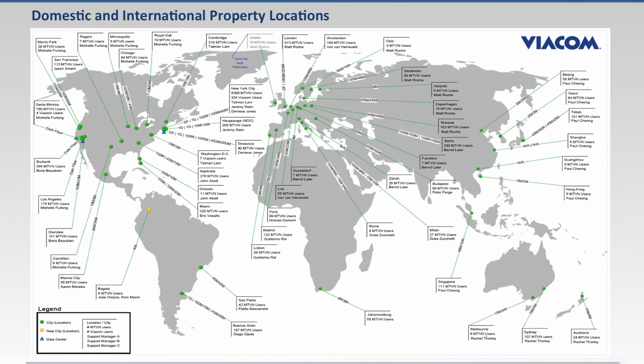My name's Joe Vergrugge. I work with Viacom. We're an international company. We've got locations all over the world. A lot of our locations are small sales offices. The bulk of our real estate is in domestic properties, primarily in New York.